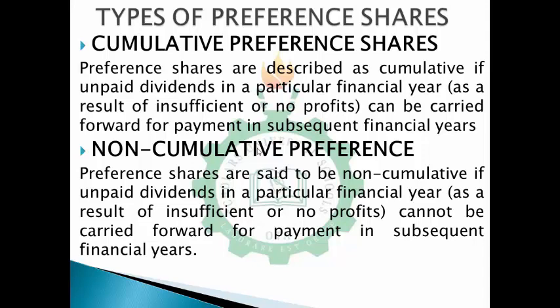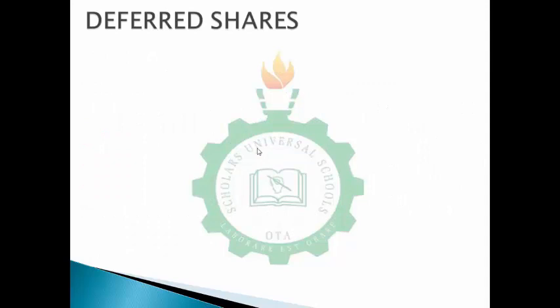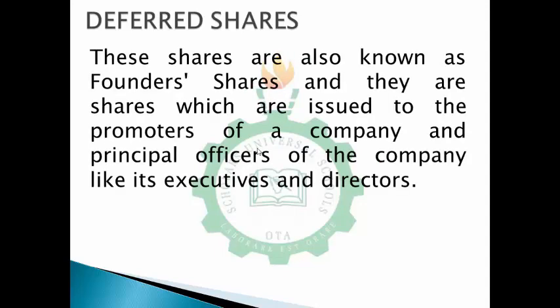All right, so we are moving to the next class of shares, which is the deferred shares. We've talked about the ordinary shares, we've talked about preference shares. Now the deferred shares are the third and the last. These shares are also known as founders shares. In most textbooks, you might not get to see these deferred shares. However, you have to take note that deferred shares are also known as founders shares, and they are shares which are issued to promoters of the company and principal officers of the company, like its executives and directors.